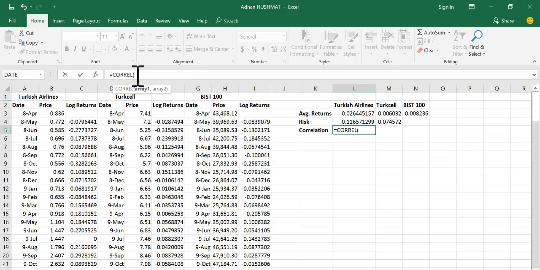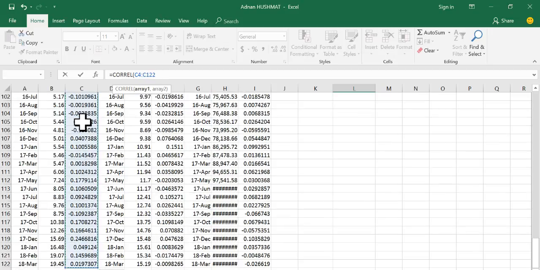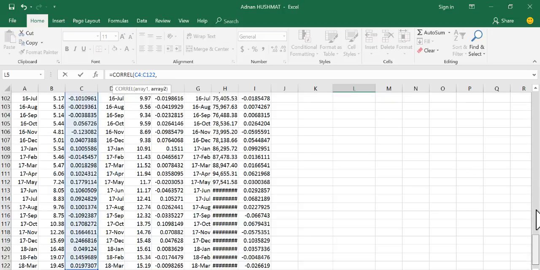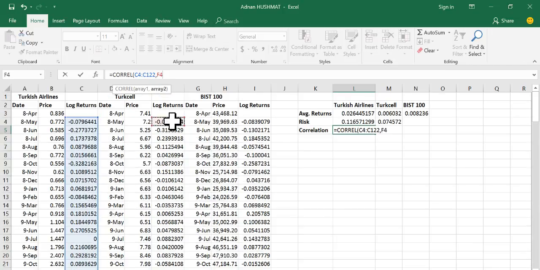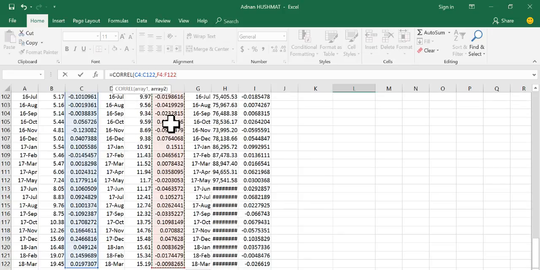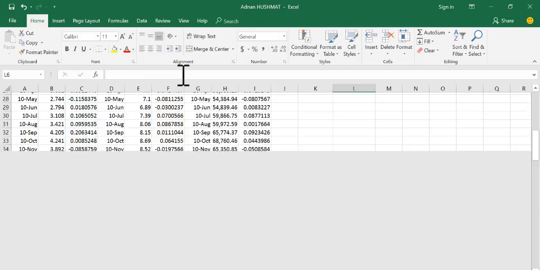You see a formula here, we double click it. We need to have two variables here, variable series. The first one is the log returns of Turkish Airlines. So I click here, again Control Shift down, selecting the whole column, then press comma. Now array 2, the second variable, is the log returns of Turkcell. You select the first one, Control Shift down, F4 to F122. I close the bracket, press enter.